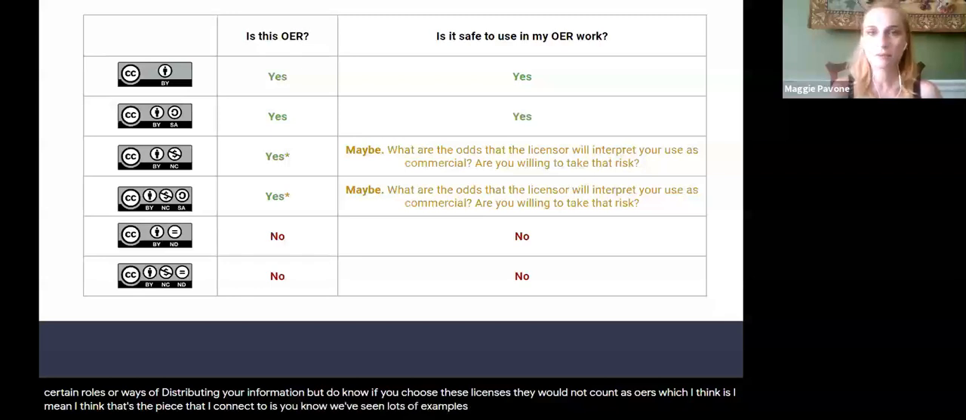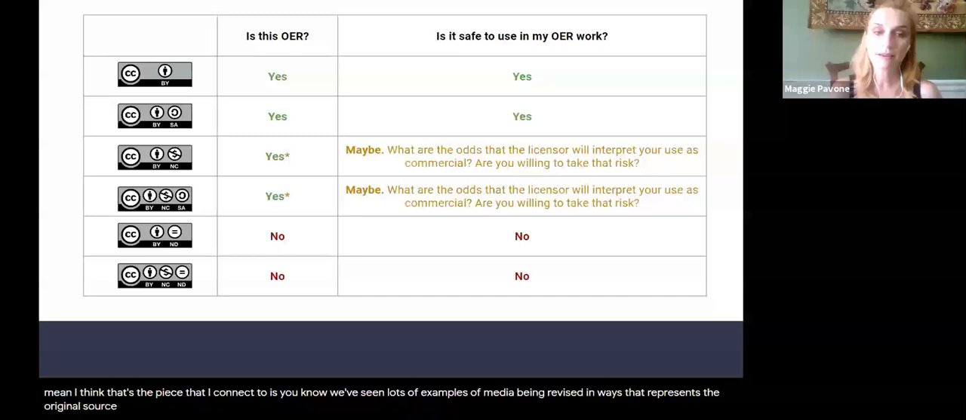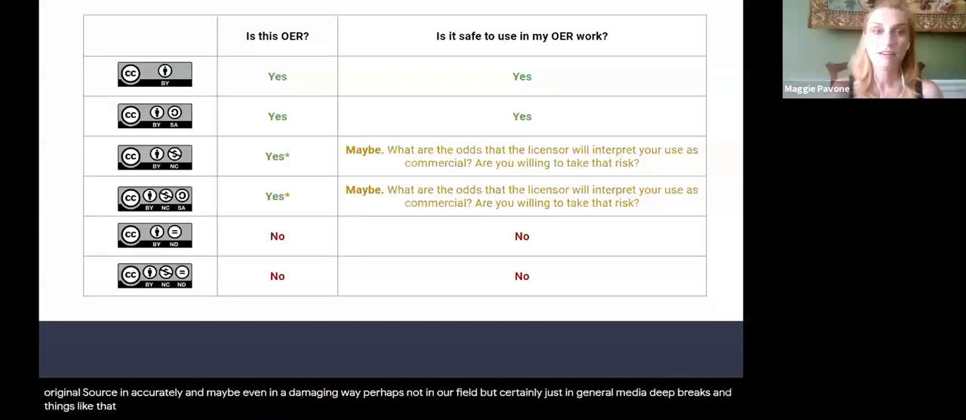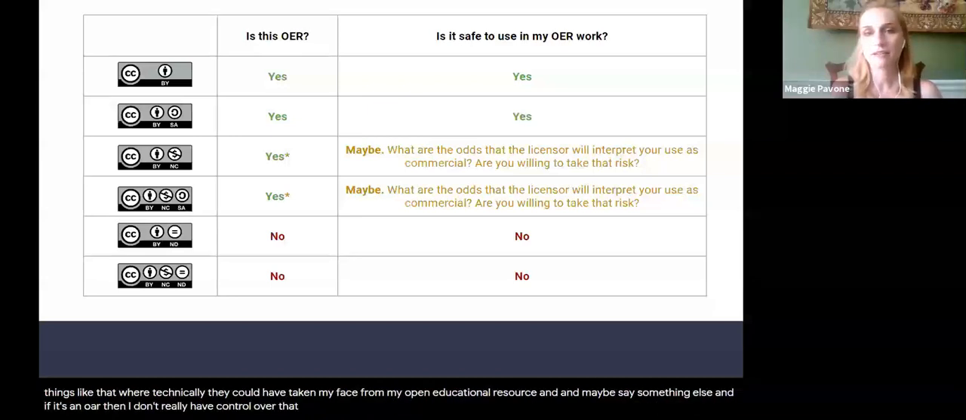We've seen lots of examples of media being revised in ways that represent the original source inaccurately and maybe even in a damaging way. Perhaps not in our field, but certainly in general media, deep fakes and things like that, where technically they could have taken my face from my open educational resource and made me say something else. And if it's an OER, then I don't really have control over that. Whereas if I really wanted to protect myself from something like that, I might not be able to use an open educational resource type license.